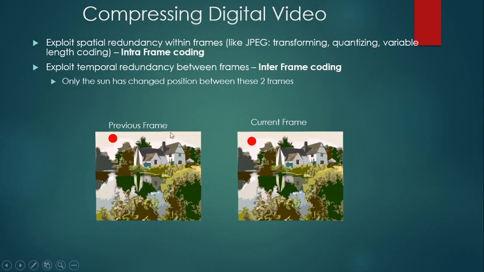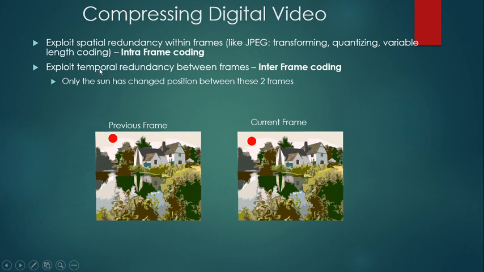For example, consider these two frames. Is there any difference in these two frames? Only the sun has changed its position. So either we can use the spatial redundancy, like we employed in JPEG. JPEG compression we have already seen.